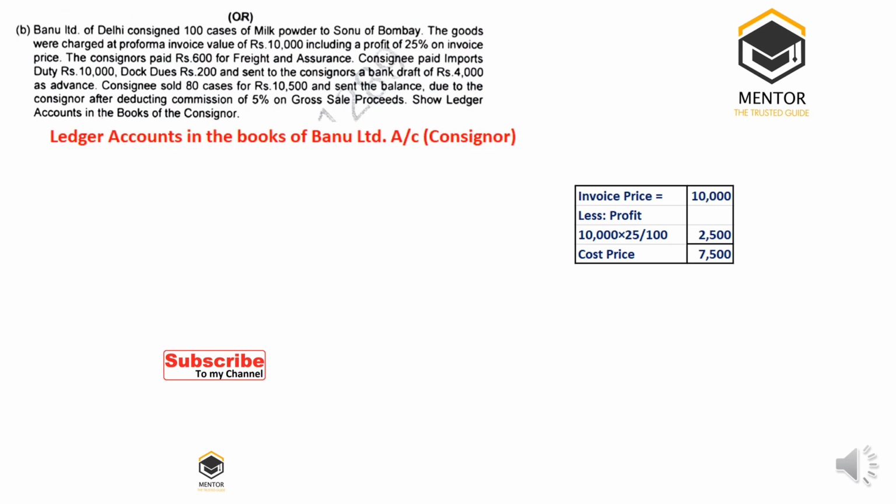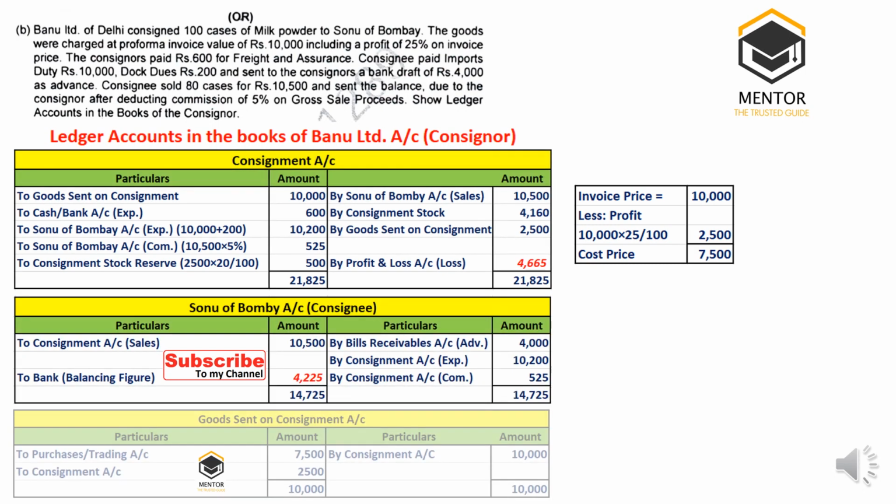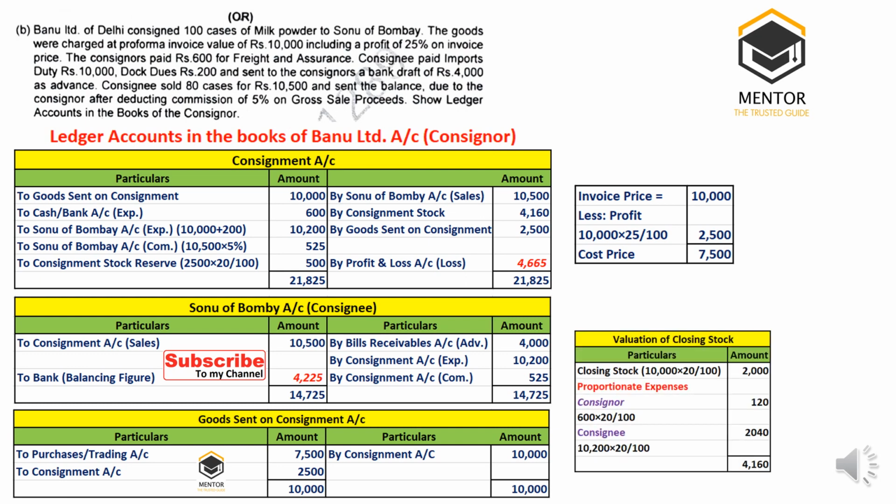So the ledger accounts in the books of the consignor: first is the consignment account, second is the consignee account, and the third one is goods sent on consignment account, and the next working note is valuation of closing stock. So quite simple. Slight changes are there when we are applying the invoice price method. What are the changes, I will explain. I will put emphasis on that, but the remaining things are quite simple.